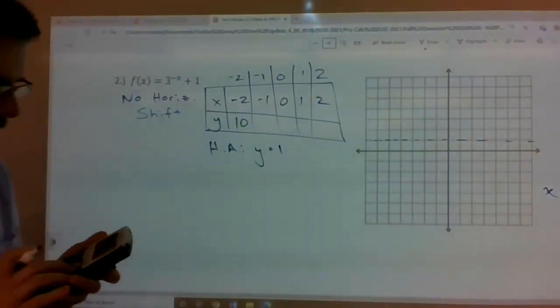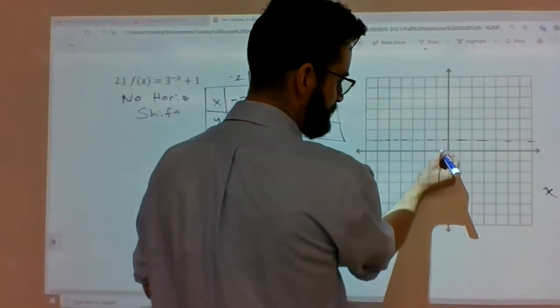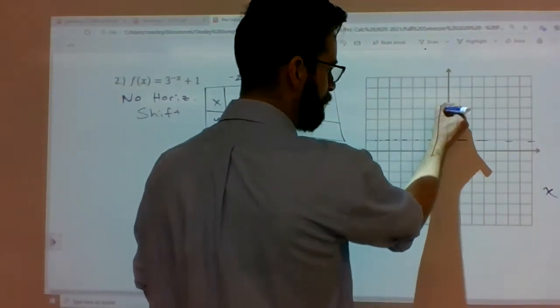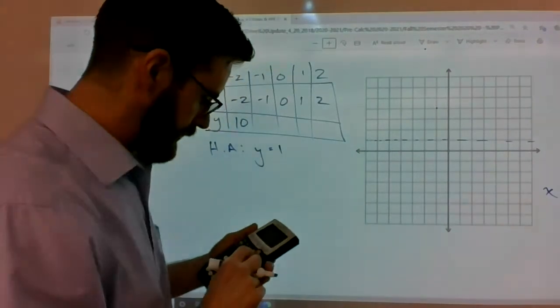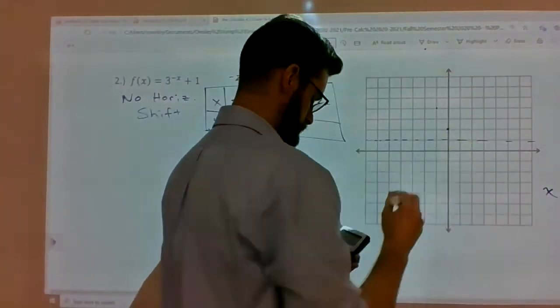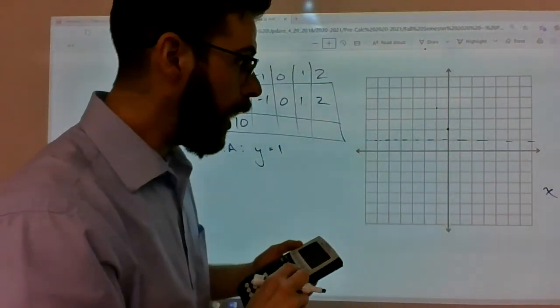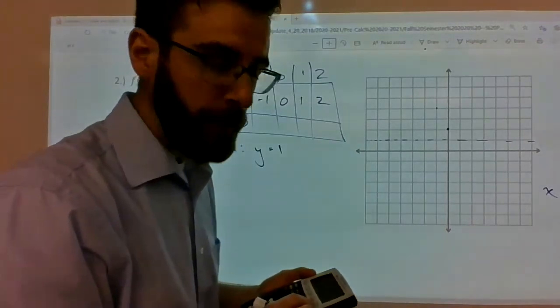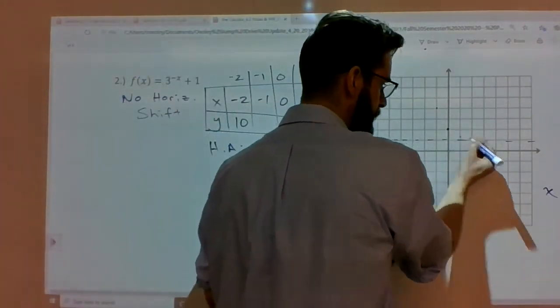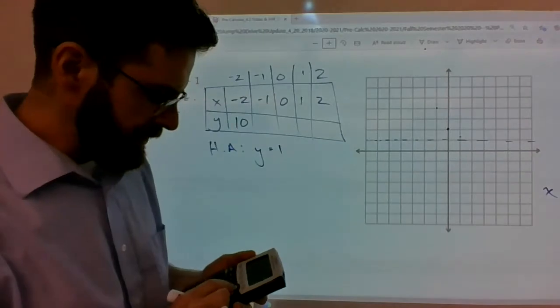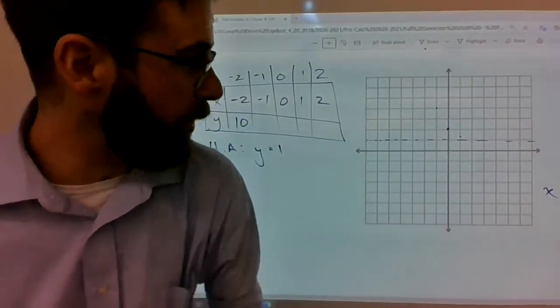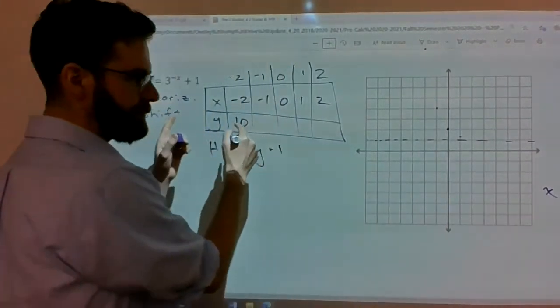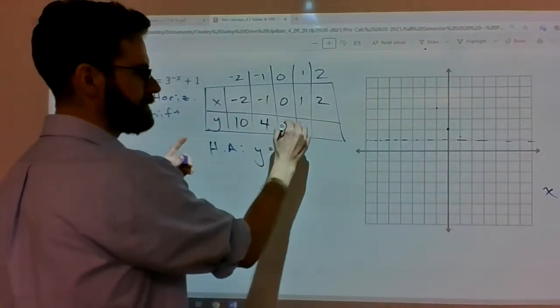How about -1? All right, bringing us back to reality. 1, 2, 3, 4. We're back on the grid. 0, 2. 1, 1.3 repeating. That's just 1 1/3. 2 gives us 1.1 repeating, which is 1 1/9. Oh shoot, I haven't even been putting these in here. I'm sorry.